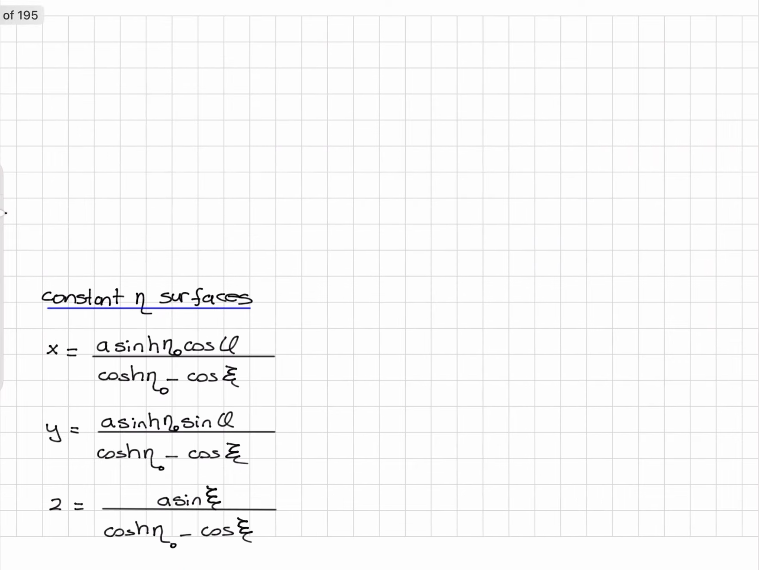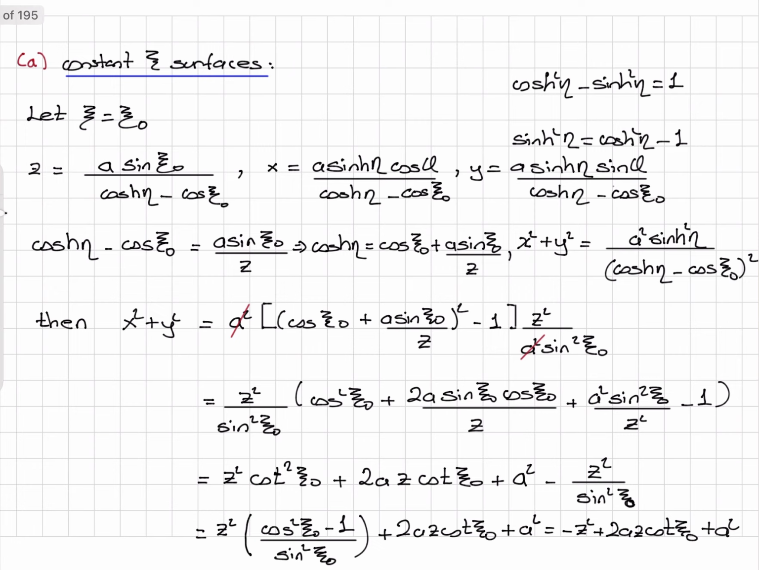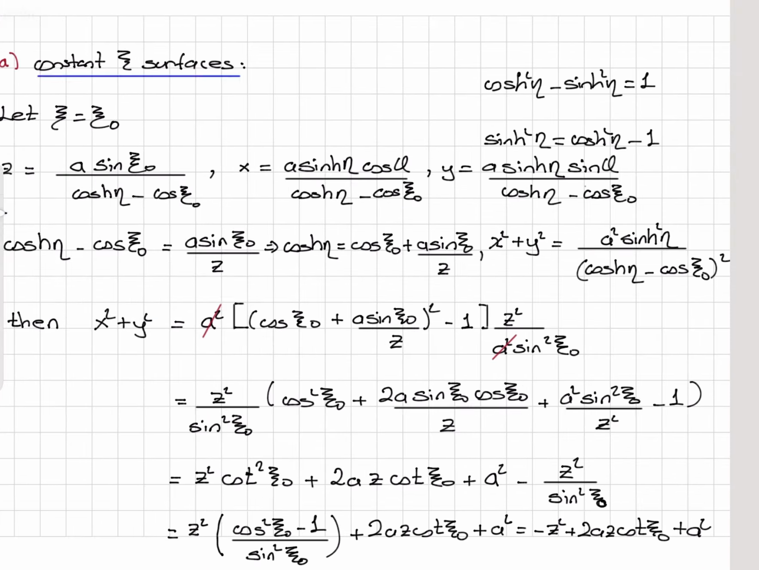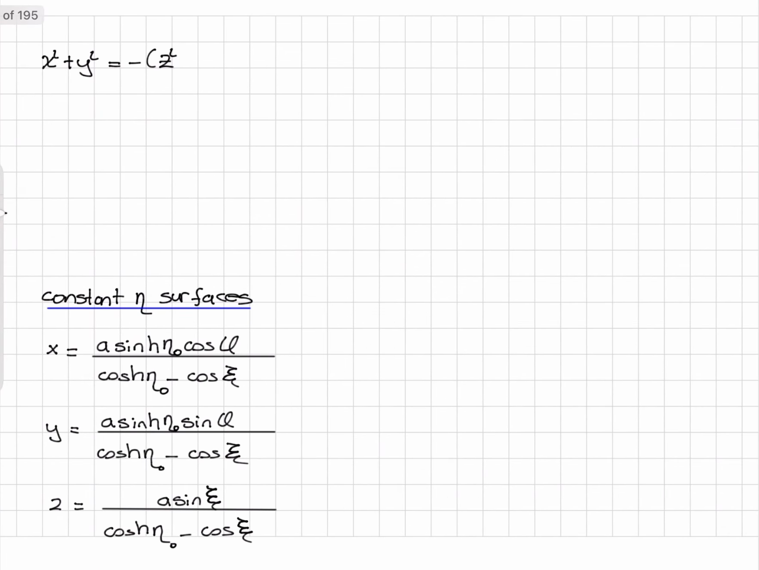Okay, so let me rewrite this. I have x squared plus y squared is equal to, take a minus into parentheses here. This will be minus parentheses z squared minus 2az cotangent psi 0 minus a squared.